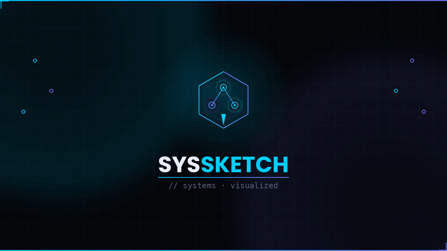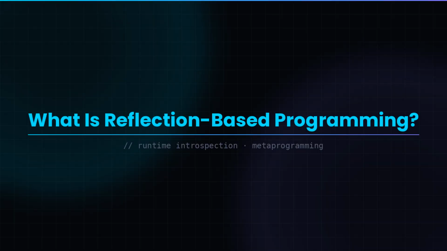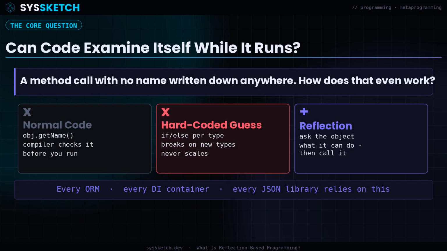Reflection lets a program look at its own structure while it's running, inspecting classes, calling methods, and reading fields it was never told about at compile time. Most of the time, your code just runs. It calls the functions you wrote using the names you gave them. But some code does something stranger. It asks questions about itself while it's executing.